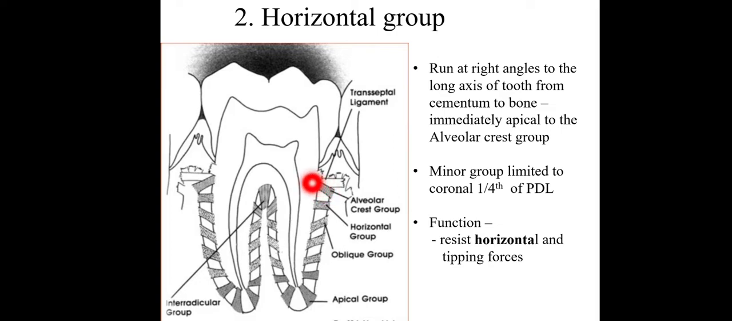They attach just beneath the cemento-enamel junction, and then the horizontal group of fibers attach and extend in a horizontal direction. So they are a minor group. Horizontal group of fibers are a minor group and are limited only to the coronal 1/4 of the periodontal ligament, and their main function is to resist horizontal movement of the teeth. They resist the horizontal side to side movement and tipping movement of the tooth.